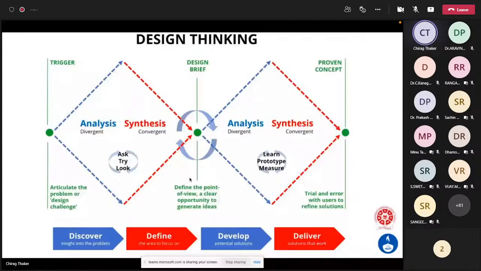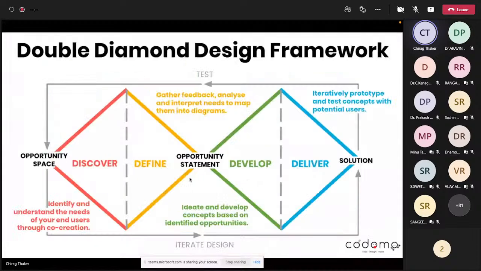So let us again try to understand the double diamond design framework. It's a closed loop, and it is all about discover, define, develop, and deliver. So there is an opportunity space. You identify and understand the need of your end users, maybe through co-creation also, and you go to the iterative design part. You ideate and develop concepts based on identified opportunities. Then you go to the solution part through develop and deliver. Once your solution is ready, iteratively prototype and test the concepts with potential users. And you go to test, gather feedback, analyze the map, interpret the need map, and again go back into the diagram. So it's an iterative loop of iterative design, solution, test, opportunity space, iterative design, solution. So this is how the double diamond design works.